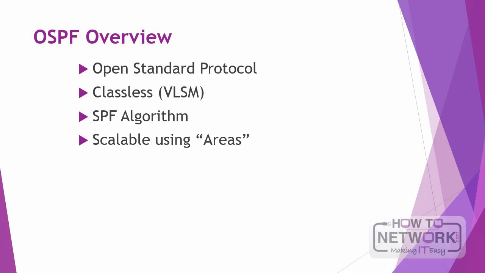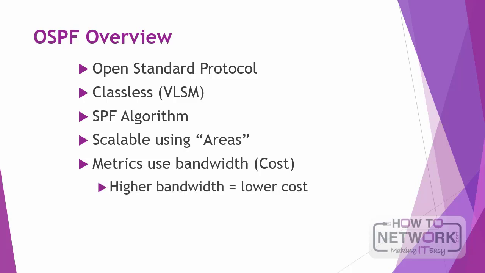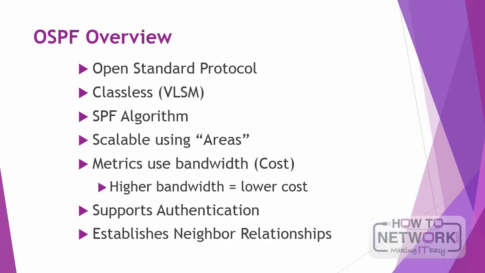OSPF takes bandwidth into consideration when calculating route metrics. In OSPF, it's considered the cost. A higher bandwidth generates a lower cost, and lower costs are preferred in OSPF. OSPF supports authentication, just as EIGRP and RIP version 2 do. OSPF is also very extensible. It's similar to BGP and IS-IS, meaning that the protocol can be modified in the future to handle other forms of traffic.